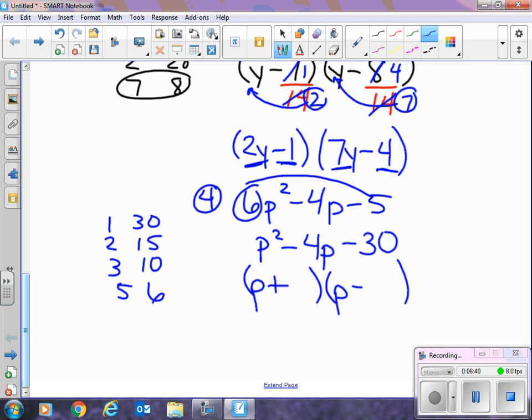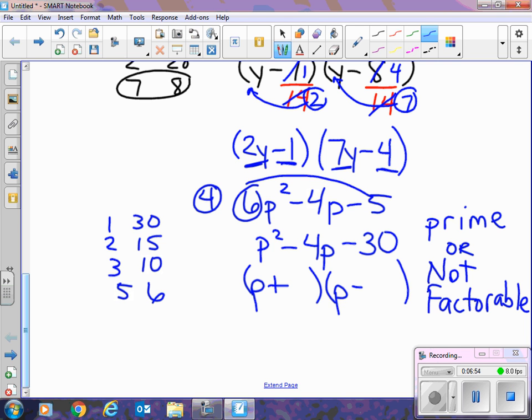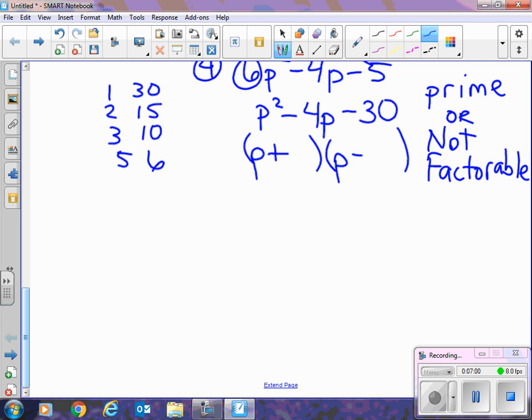So at this point, we have to stop and cannot go further, and you can either say that it's prime, or you can say not factorable, whichever wording you want to use. Okay, but if you can't go any further than that trinomial that you started with, then you have nothing to do. All right, so that's how you factor when a is not 1.